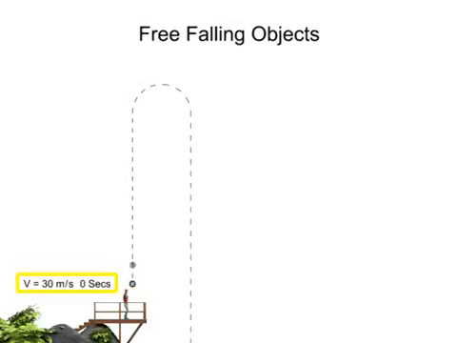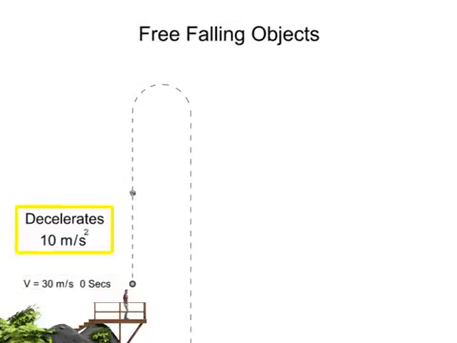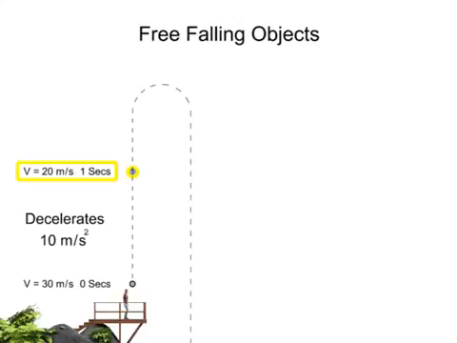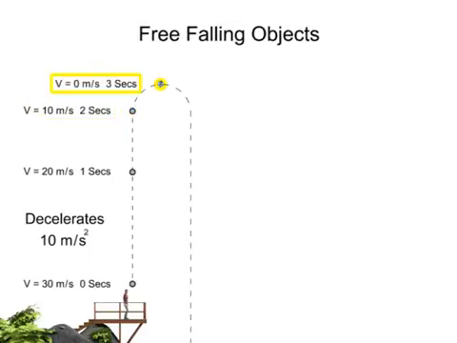As the ball travels upward away from the Earth, it slows down, or decelerates, at a rate of 10 meters per second squared. After 1 second, the ball is only traveling upward at 20 meters per second. 2 seconds later, its velocity is 10 meters per second. After 3 seconds, the ball is traveling at 0 meters per second. At the height of the ball's trajectory, before it succumbs to the pull of gravity and descends back to Earth, the baseball has a velocity of 0. This moment of zero velocity is known as a state of equilibrium.